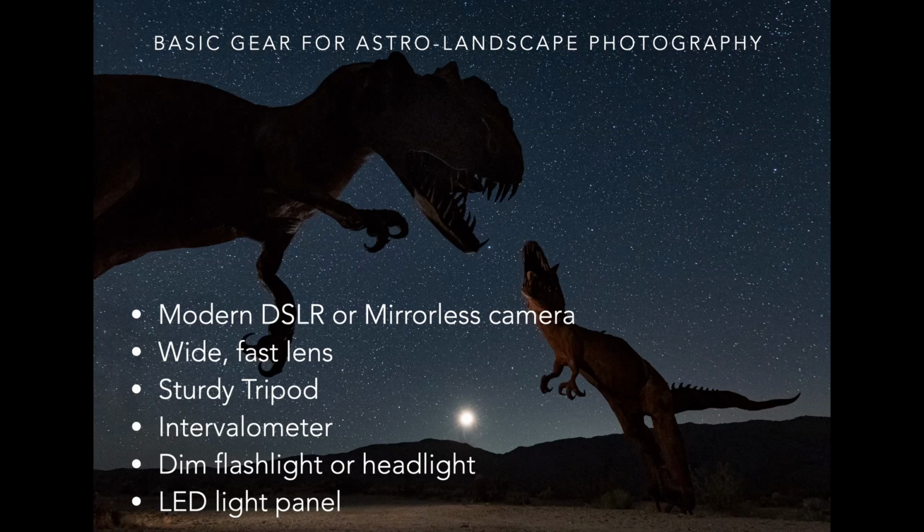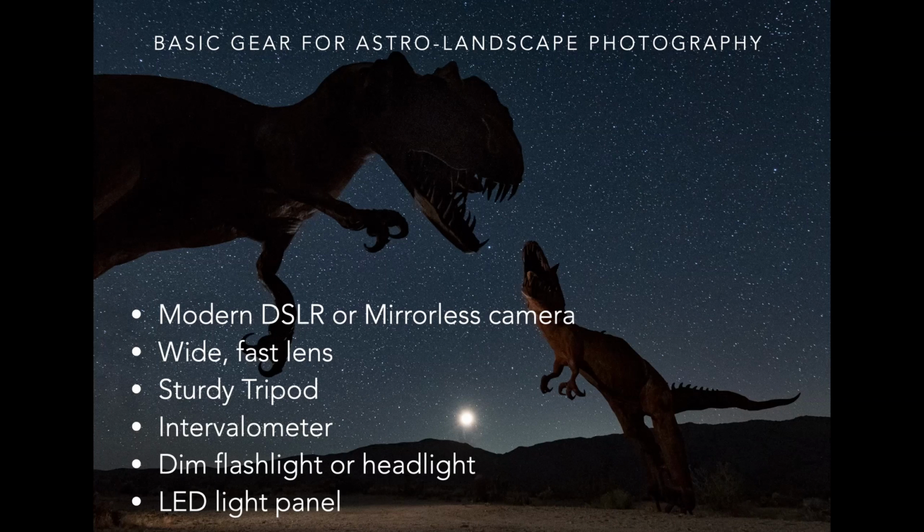An intervalometer is also very helpful. It's not mandatory for night photography, but if you want to do anything where you're shooting multiple images for stacking, or if you want to shoot exposures that are longer than the minimum that your camera allows, most cameras don't allow an exposure over 30 seconds unless you're in bulb mode, at which point an intervalometer becomes very useful.